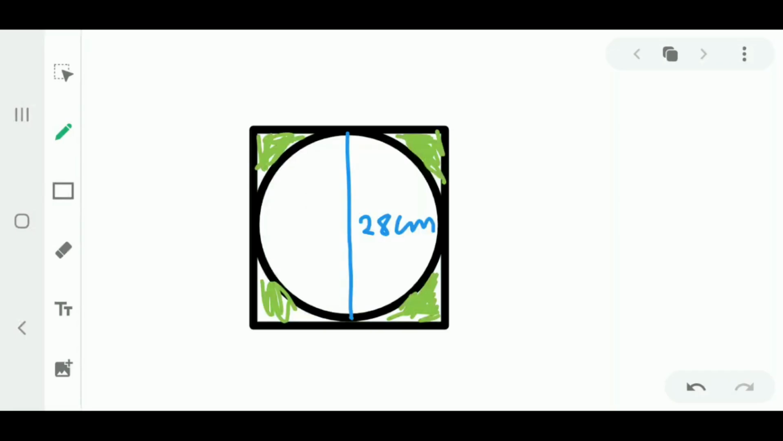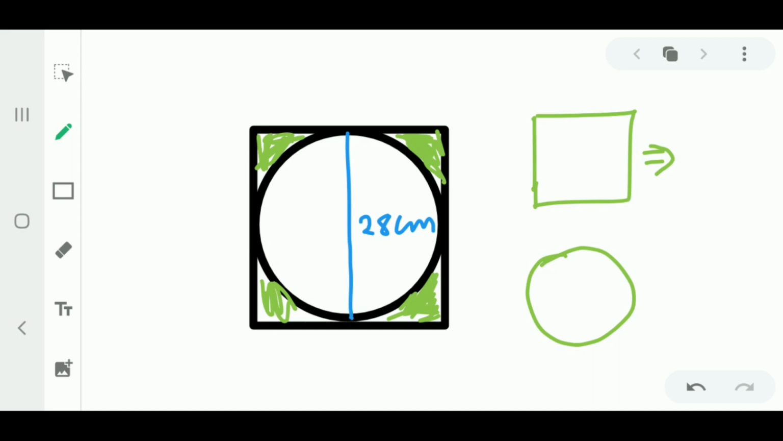Okay, so let's say we're given this here, and we're told to find the area of the shaded part, which are the parts in green. So first we'd identify that there is a square, and we'd identify that there is a circle. We know that the area of a square is length squared, and the area of a circle is pi r squared. Based on this, we're given the diameter, so that means the length of each side of the square is 28.